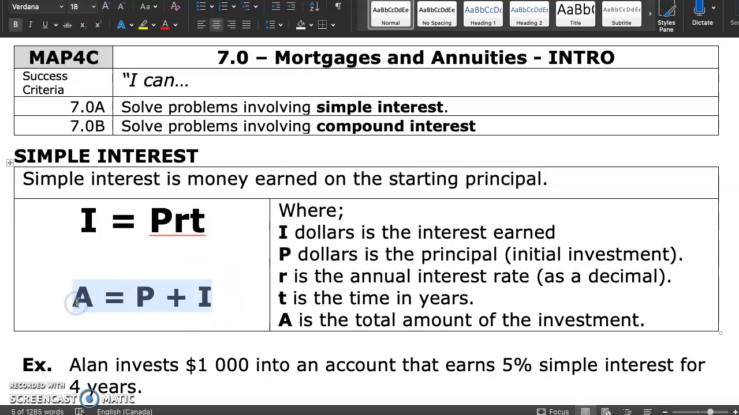In addition, we have the formula A = P + I. The first formula just tells you how much interest was earned. Altogether in the account, you would have your original amount of money plus the interest that is earned.